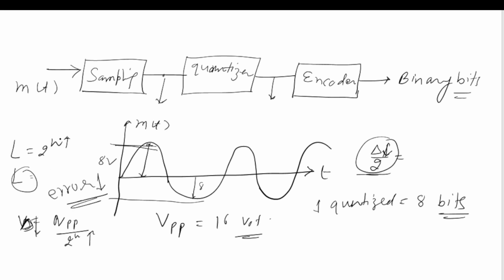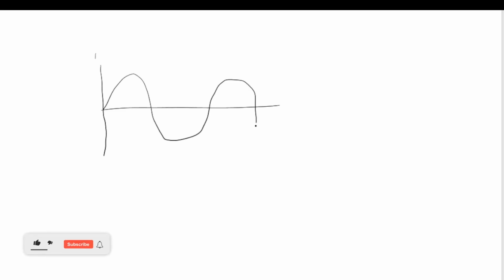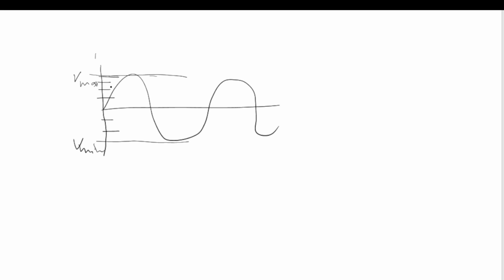So in the MATLAB, first we will sample the signal, then quantize the signal. For the quantization, let this be the signal, and this is V min, and this level is V max. Let, for example, the number of levels be 1 2 3 4 5 6 7 and 8. Let the number of levels be 8.